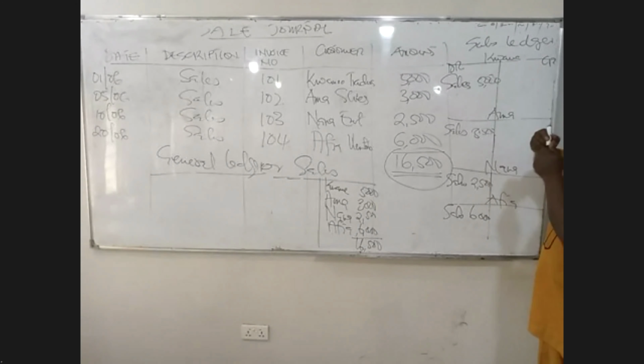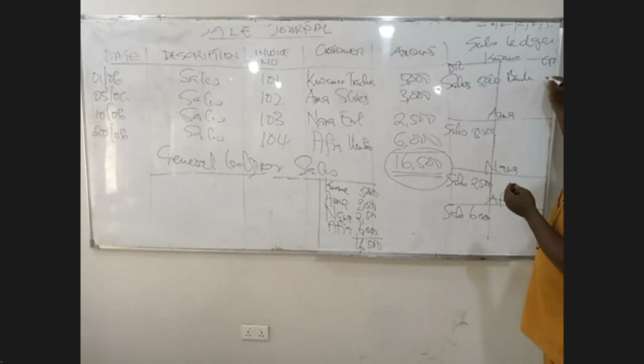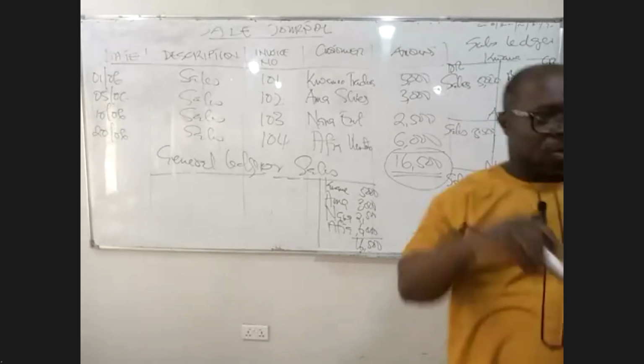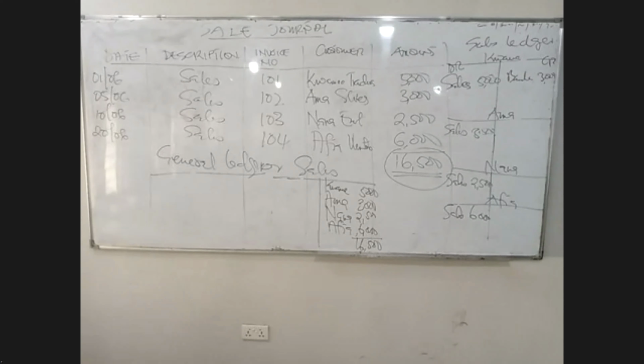If it's by check, we say what? Bank. How much? 3,000. Then in our bank account, what do we do? We debit. It's very easy.